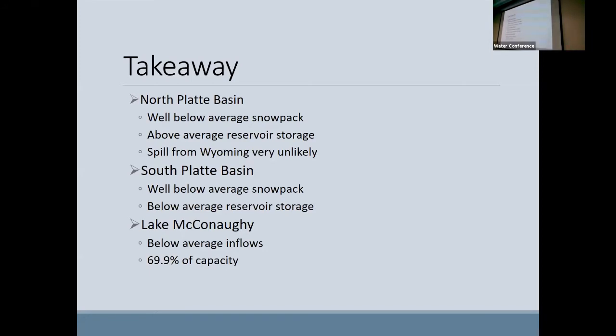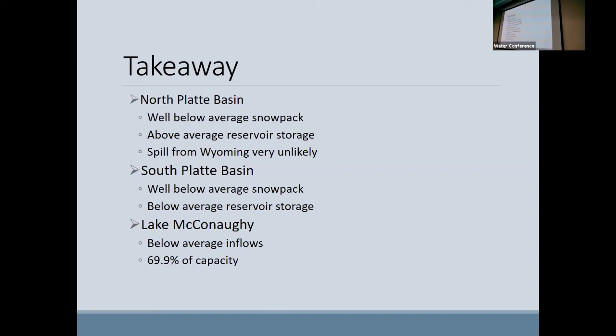So takeaways from today: the North Platte Basin, well below average snowpack, but above average reservoir storage. About the only good news out of this entire presentation. However, a spill from Wyoming is very unlikely at this point. South Platte Basin, well below average snowpack and below average reservoir storage. And Lake McConaughey, below average inflows so far this year, and currently about 70% of capacity.